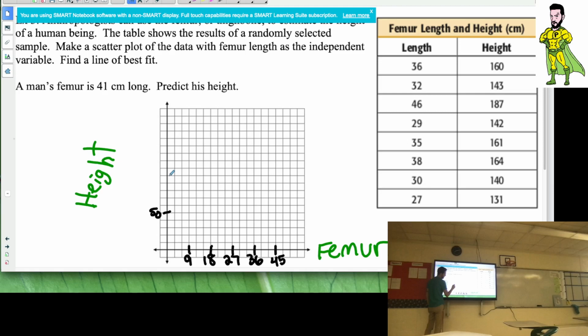36, 160. 36, 160 is right there. We have 32, 143. 32 would be about here. And that was 143. About there-ish. We got 46, 187. 46, 187, that's going to be our highest point.